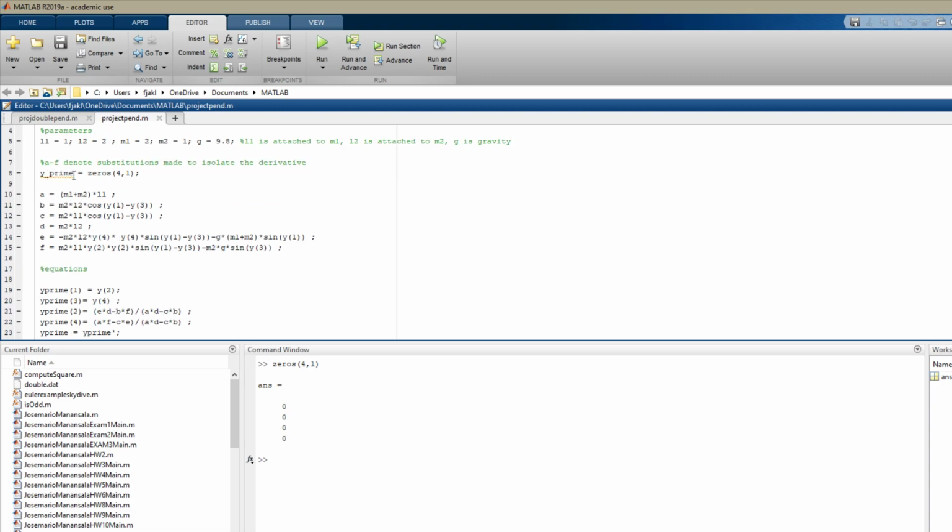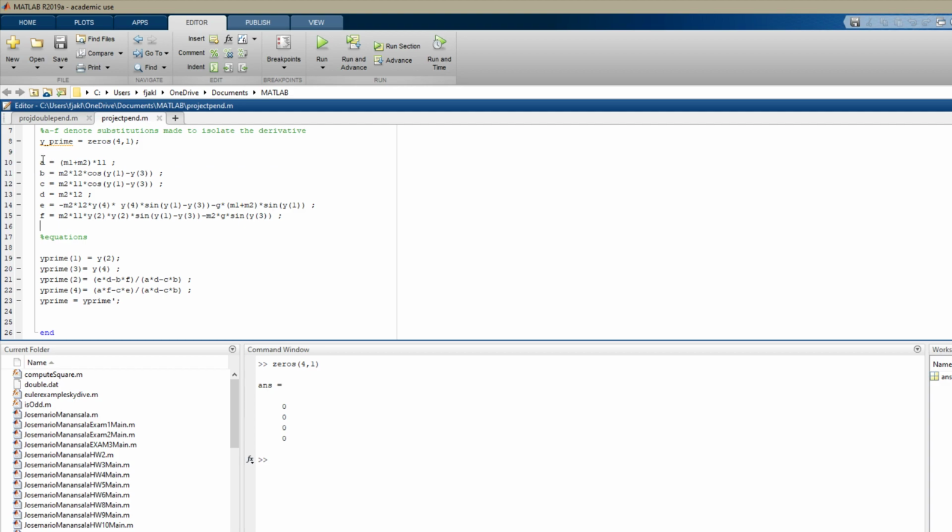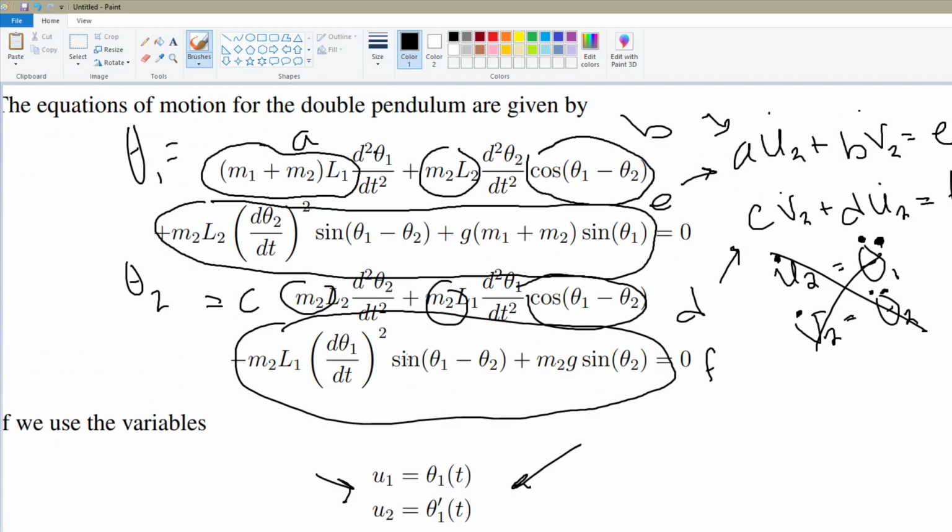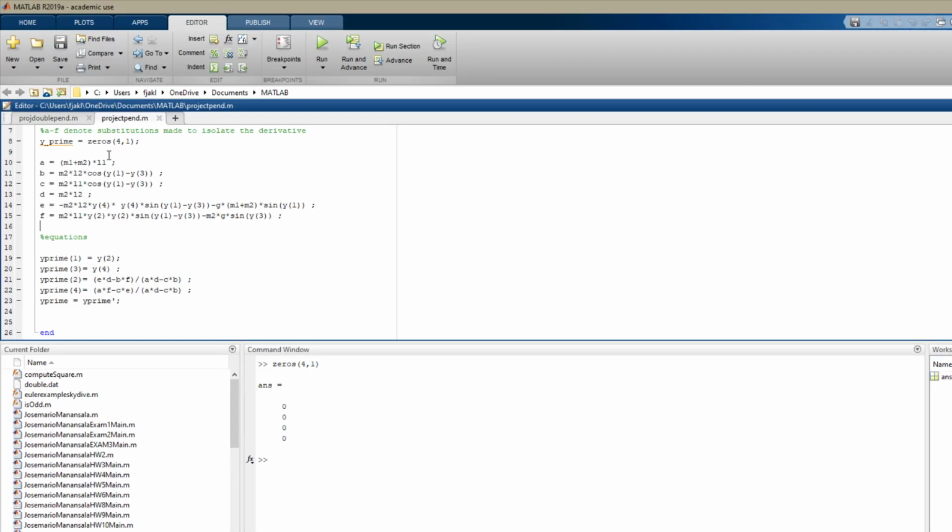After that, we build a y prime matrix of 4 zeros because we're going to fill them up. Then we have A, B, C, D, E, F, like I mentioned before. It's really just random constants that aren't going to change that we plug right back in. We don't have thetas. We instead just use y's because it's easier. And then we have the system of equations. So we have four equations. Y prime 1 is equal to y2, y prime 3 is equal to y4, y prime 2 is equal to this, which is what I was trying to solve for, and y prime 4 is equal to that.